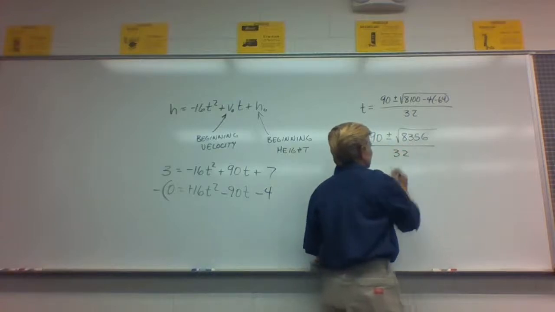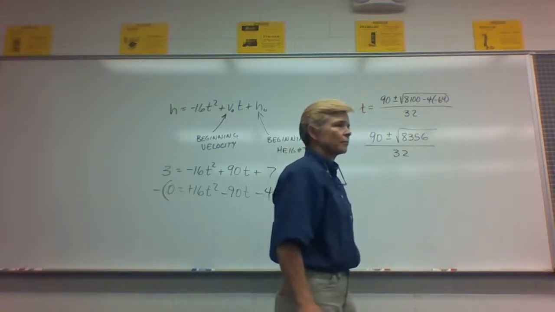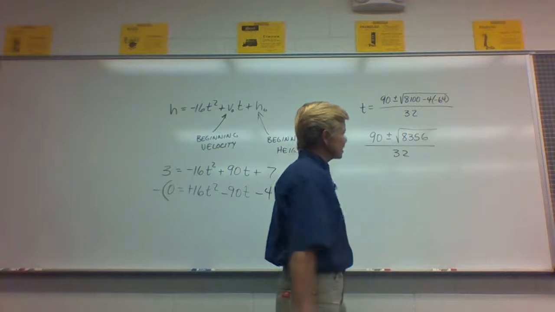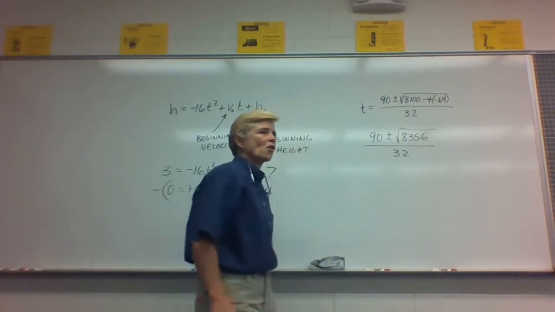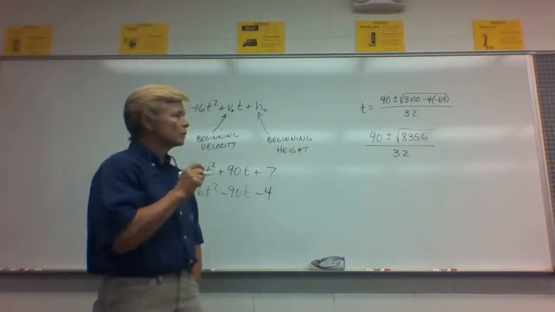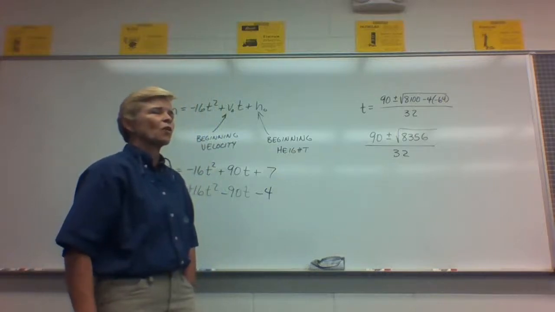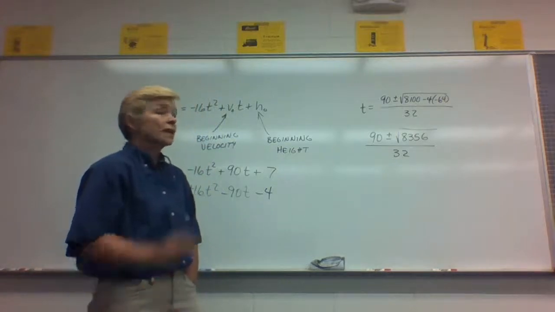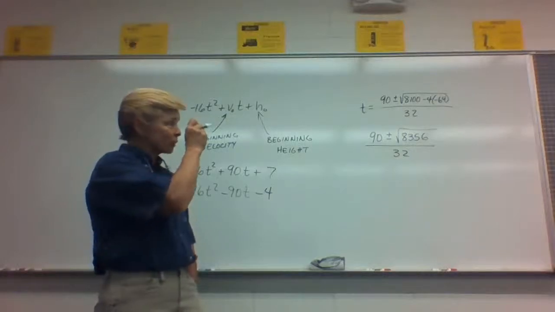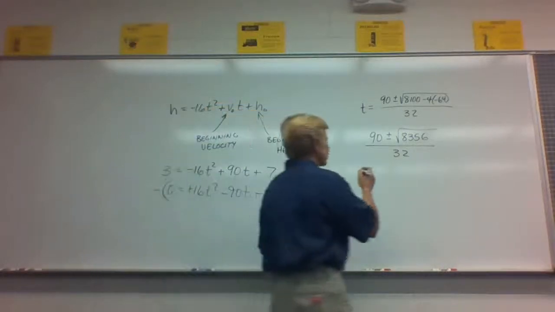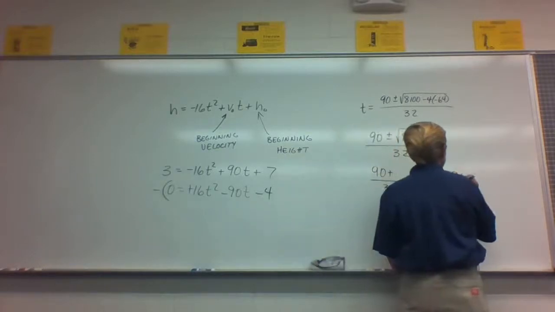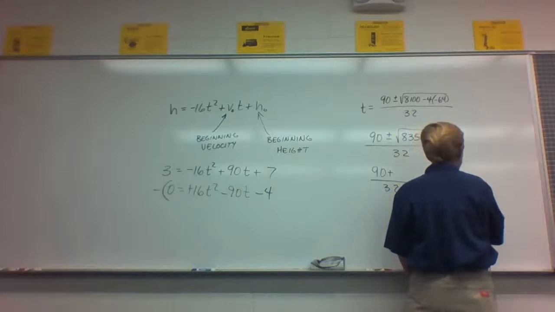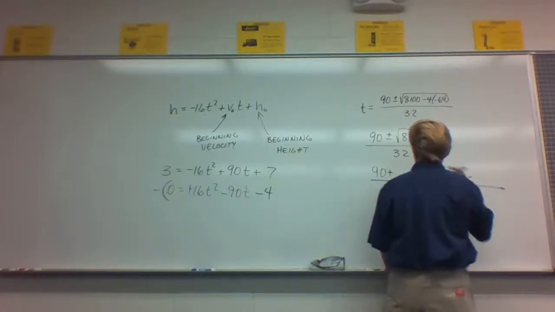Does that seem right? Now, the next question is, is 8356 a perfect square? How do you find out? You square root it. You go square root 8356 and see if you get something whole. It isn't, right? That's okay. Keep that number in your calculator because that's what the square root's going to be. Now you want to take 90 plus that over 32 and 90 minus that over 32, because that's your plus minus.